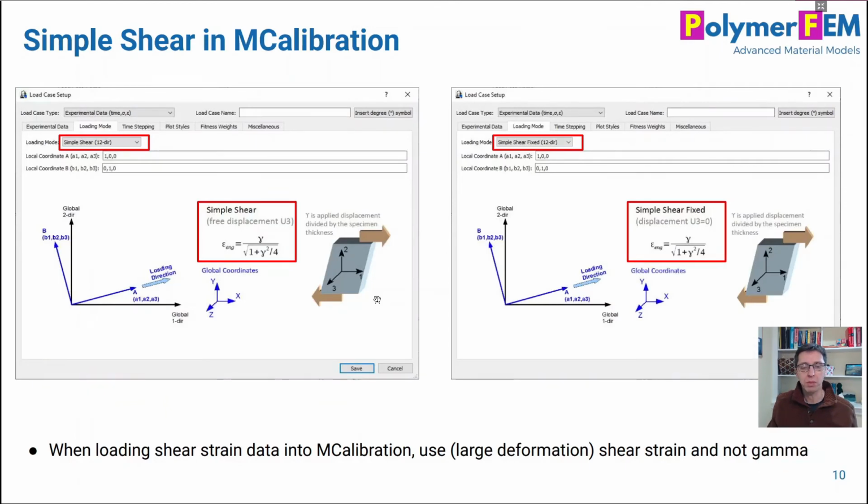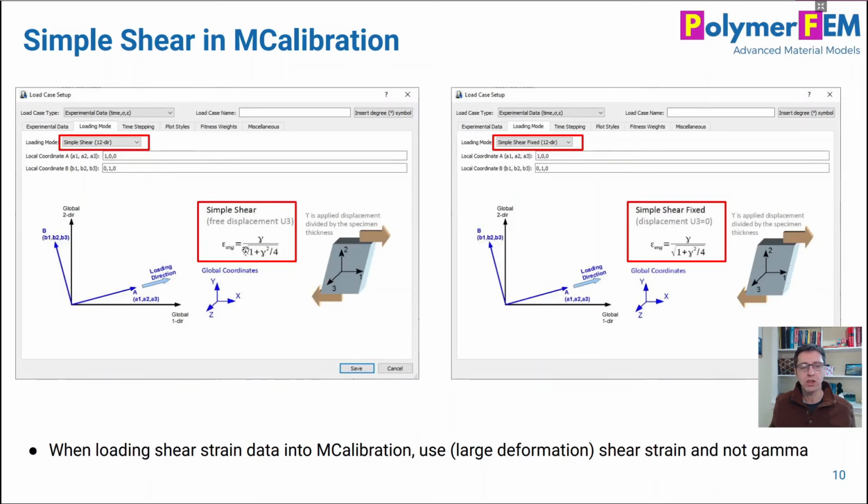And if you want to use experimental data from shear in MCalibration, you want to analyze the data, you want to calibrate the material model. Well, MCalibration has 2 kinds of simple shear. And this is something that is worth being aware of, of course, if you have shear data. One is just called simple shear, and there are different directions to it. And the other one is simple shear fixed. The fixed version of it doesn't allow the material to have a displacement in the 3 direction. But the traditional simple shear one allows a displacement in the 3 direction.